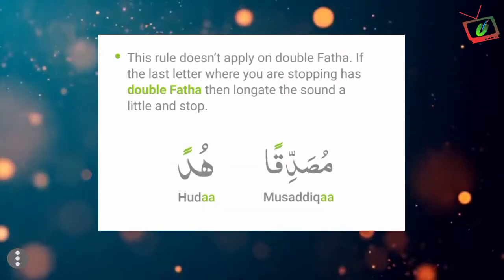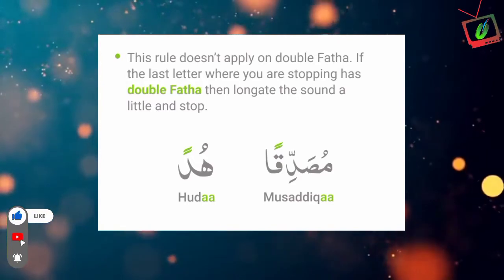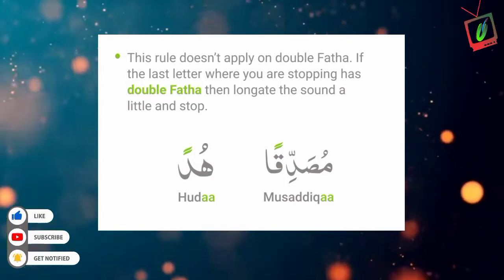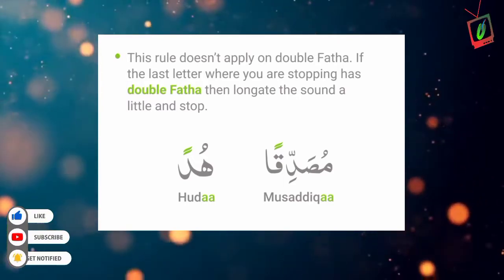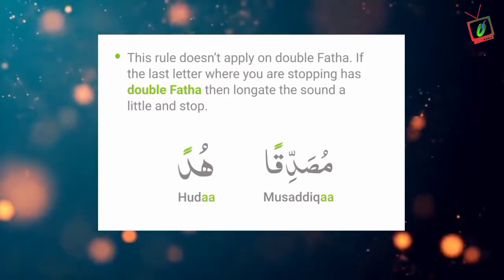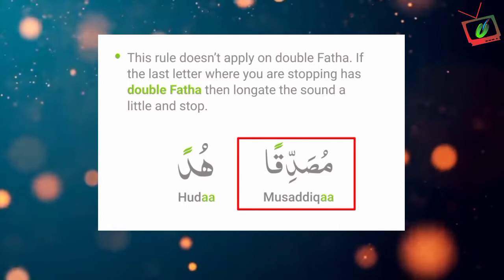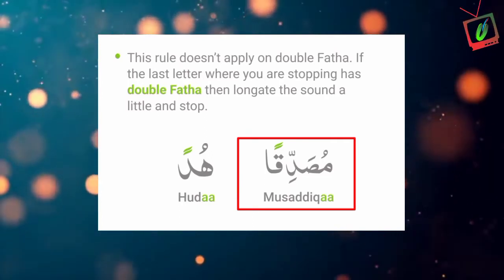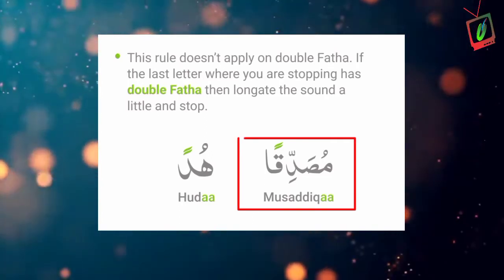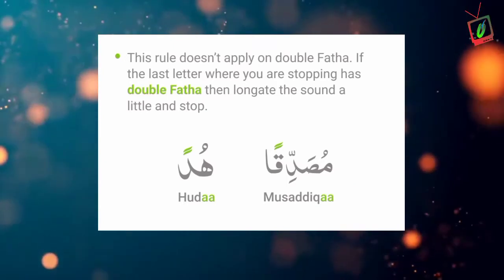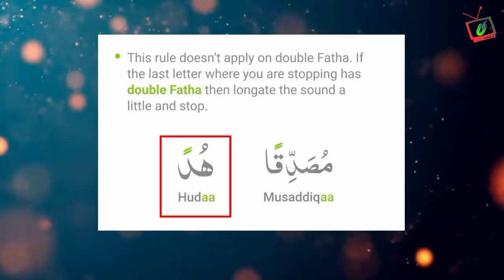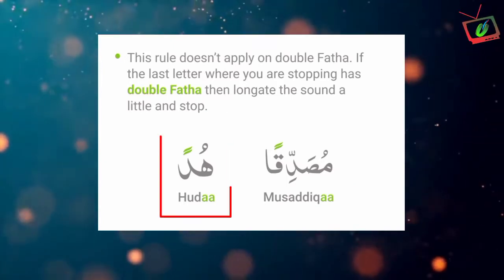This rule doesn't apply on double Fataha. If the last letter where you are stopping has double Fataha, then elongate the sound a little and stop. For example, instead of saying Musaddiqan, you now say Musaddiqa, or Hudan, you say Huda.